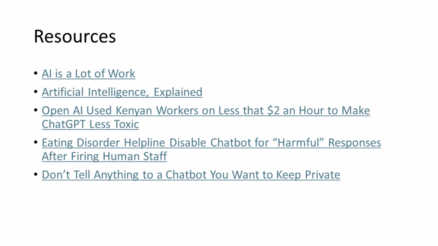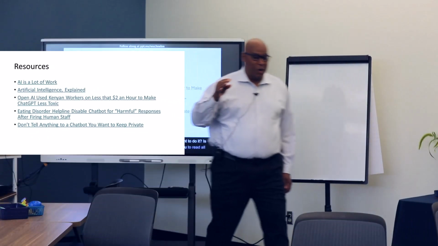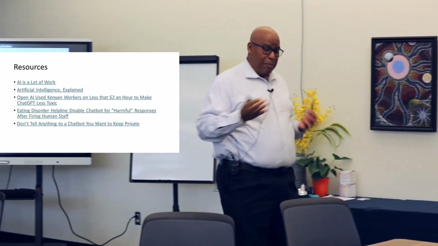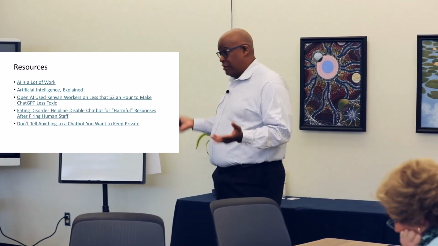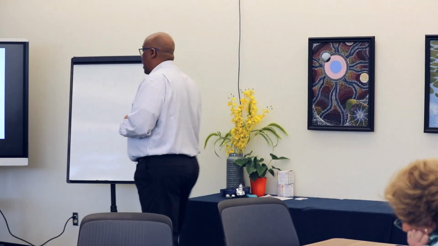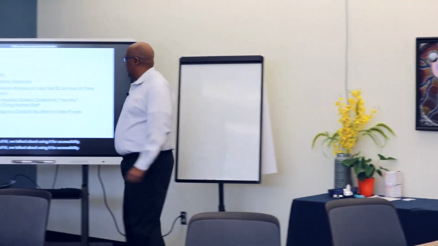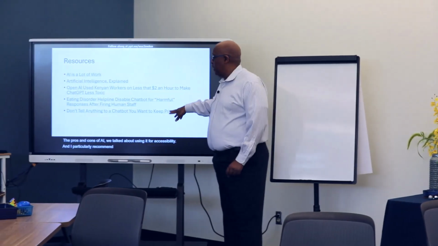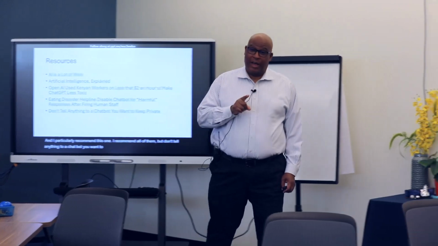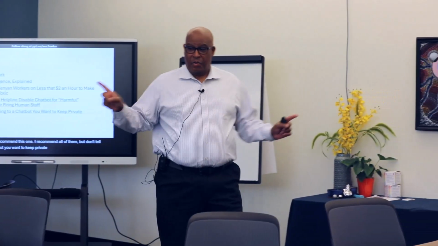I'd encourage you to read all of these articles. They'll give you a great perspective on the pros and cons of AI. We talked about using it for accessibility. I particularly recommend this one. Well, I recommend all of them, but don't tell anything to a chatbot you want to keep private. Y'all do realize that we've given up privacy willingly, right?